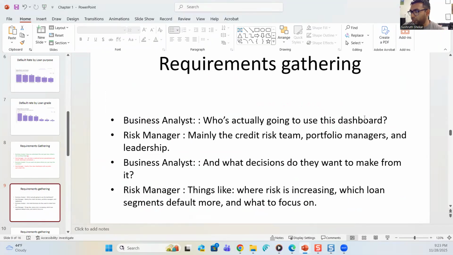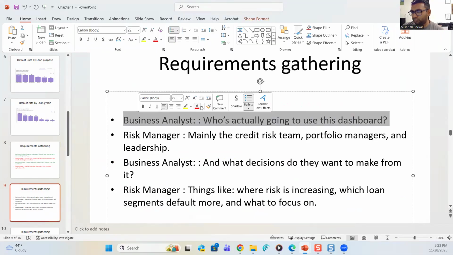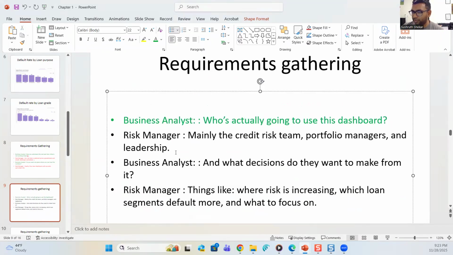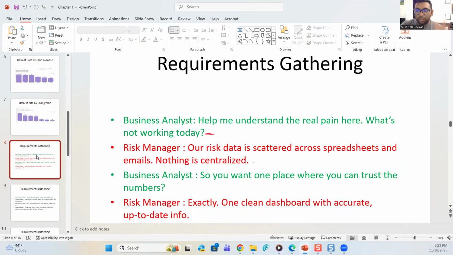Who's actually going to use this dashboard? So who's actually going to use this dashboard? And the risk manager would say again. Now, the very first question was, okay, what's your problem? What are we trying to solve? So I'm opening the discussion with a high level question. And the risk manager says, hey, this is our problem. The risk data is scattered across spreadsheets and emails. Nothing is centralized. Now, the business analyst is saying, so you want one place where you can trust the numbers. And he says, exactly.